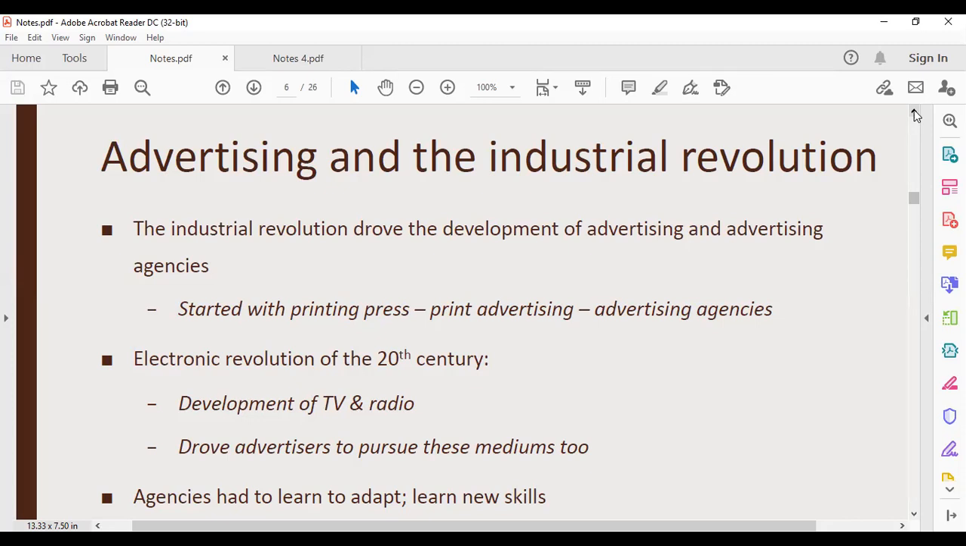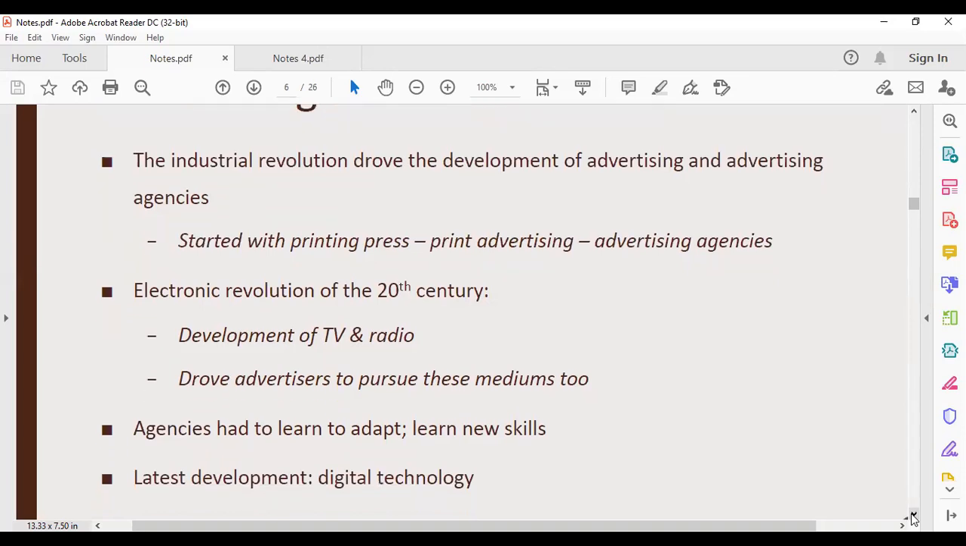Okay, so the electronic revolution of the 20th century enabled a lot of developments in terms of technology. Radio came, television came. Okay, so this drove advertisers to pursue the use of television and the use of radio. Before these two, there were newspapers and posters. Then with the coming in of TV and radio, advertisers saw it as an opportunity to pursue using these two. Agencies had to adapt, learn new skills.